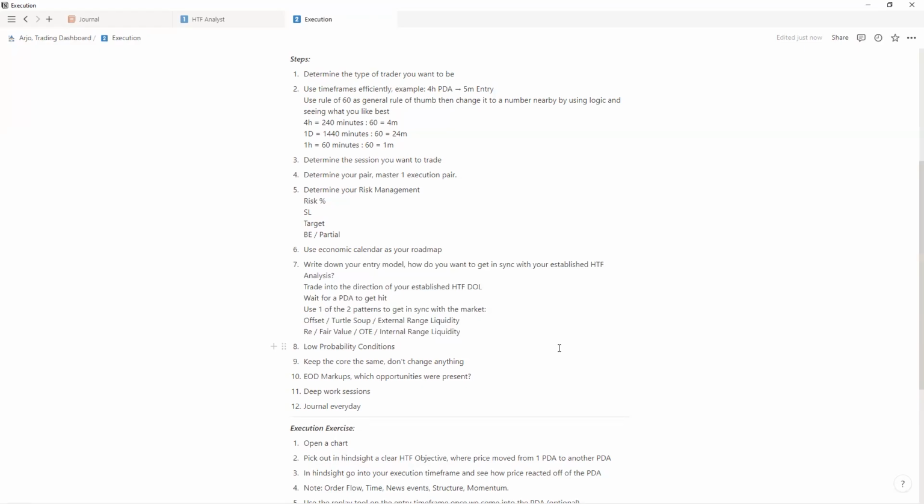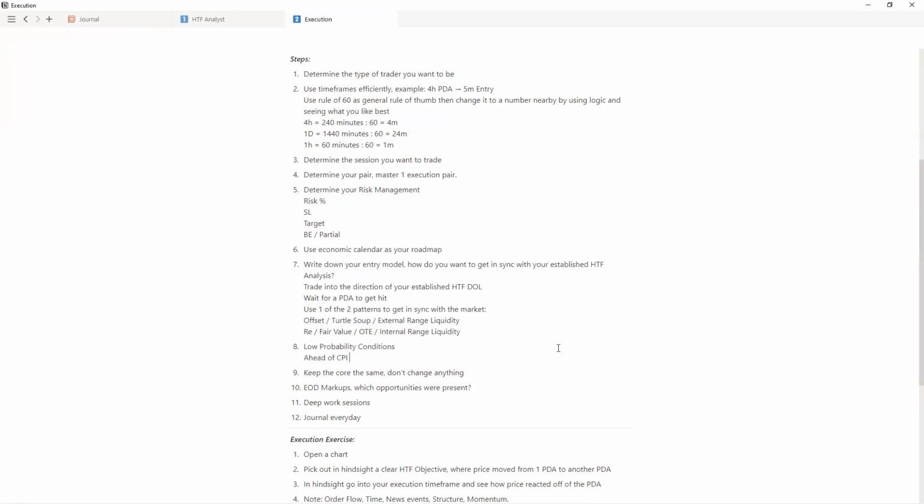But as a general rule of thumb, low probability conditions are ahead of CPI, FOMC, and NFP. For NFP, you can trade the London session of Wednesday ahead of NFP. That's the one you can trade. On Thursday, it would be less recommended. But again, if your model works well during NFP or ahead of NFP, then go ahead and trade NFP, do what you want. This is not going to be a one-fits-all type thing. It's going to be a personality thing, personality to your trading plan.